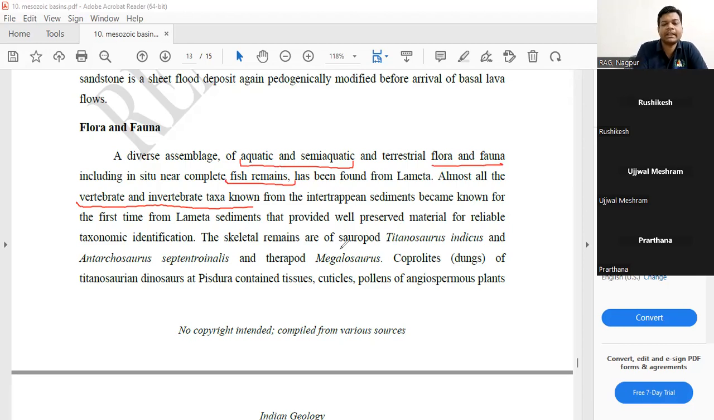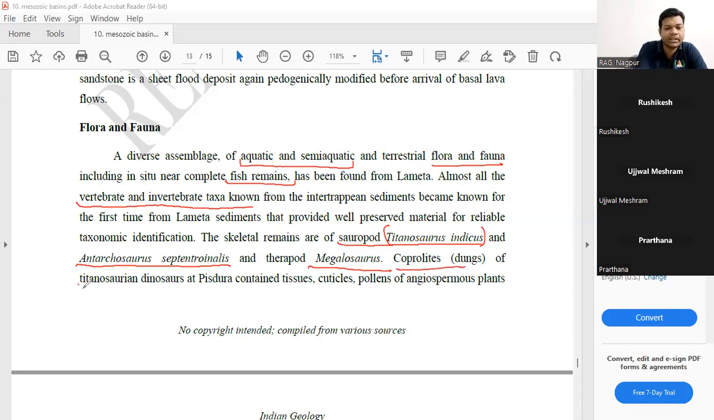The skeletal remains are of the sauropod Titanosaurus indicus, which is the genus of the dinosaur, and Antarctosaurus septentrionalis, and the theropod Megalosaurus. These are the dinosaurs which are present.